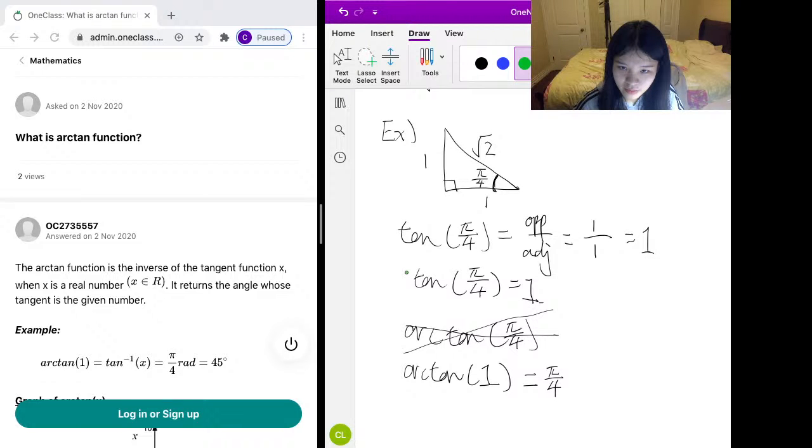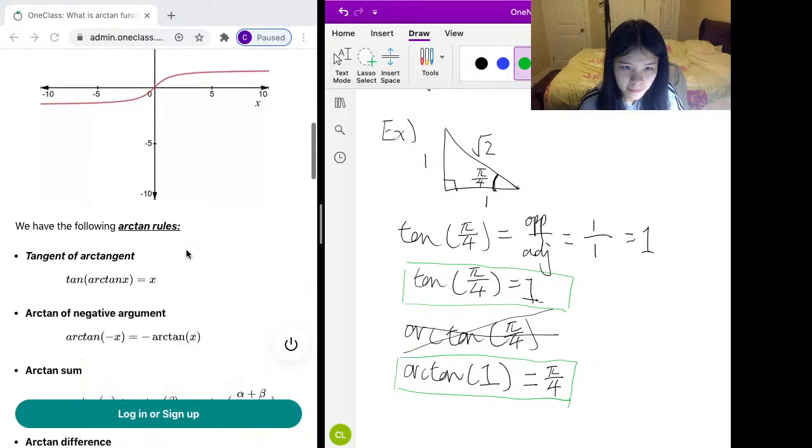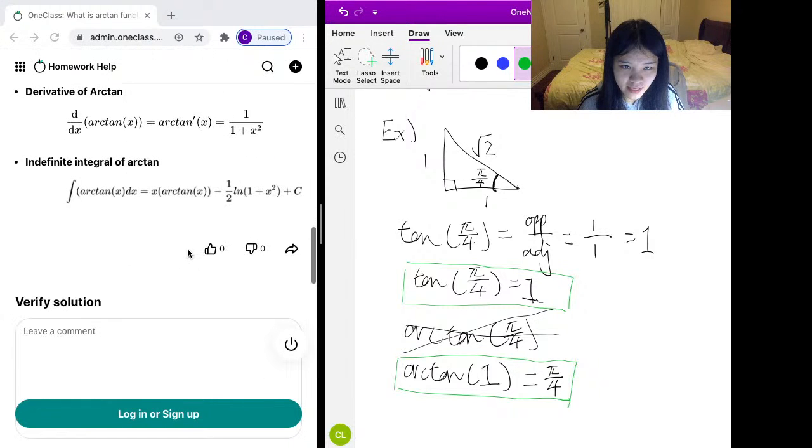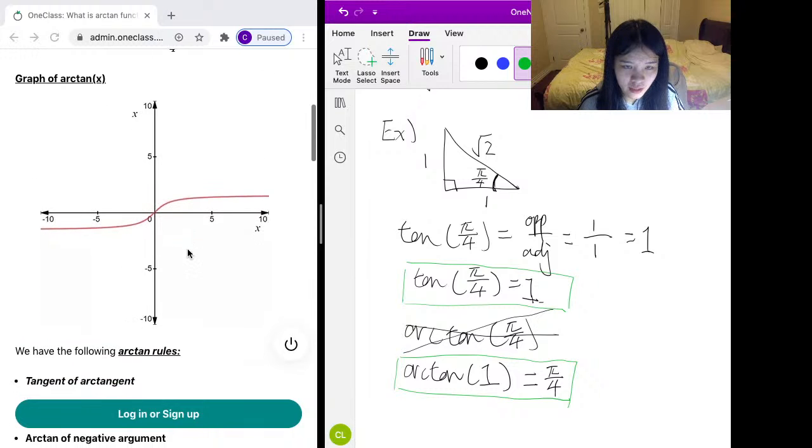So I know that if tan of pi over 4 is equal to 1, then the arctan of 1 is equal to pi over 4. And that's how it works. So here's our simple solution of the arctan function.